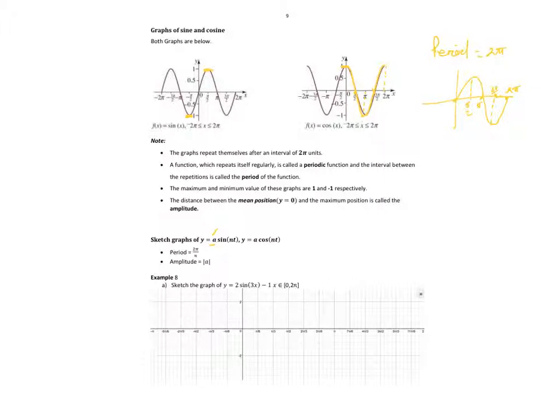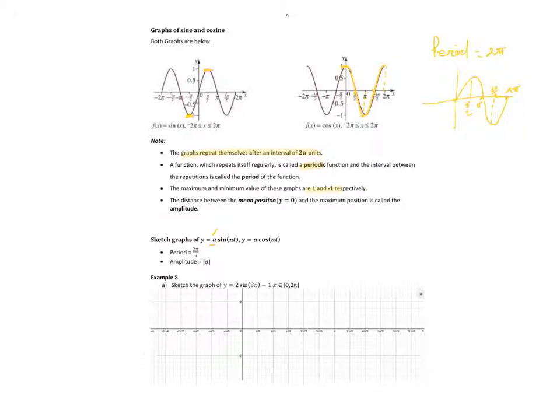All right, the general rule, so I guess the key features, the graphs repeat themselves every 2 pi units. That's called the period, okay? And they're periodic functions because they repeat themselves, all right? Maximum, minimum, 1 to -1. The mean position is a term that pops up every now and then.